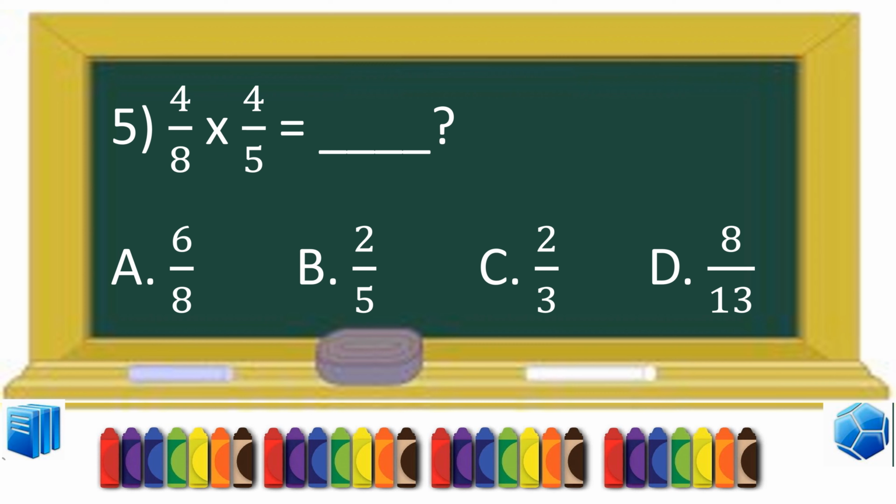Number 5. 4/8 times 4/5 equals blank. A 6/8, B 2/5, C 2/3, D 8 over 13. 4 times 4 equals 16. 8 times 5 equals 40. 16 and 40 can be divided by 8. 16 divided by 8 equals 2. 40 divided by 8 equals 5. So the answer is 2/5, letter B.